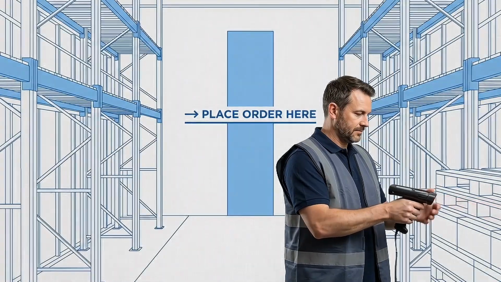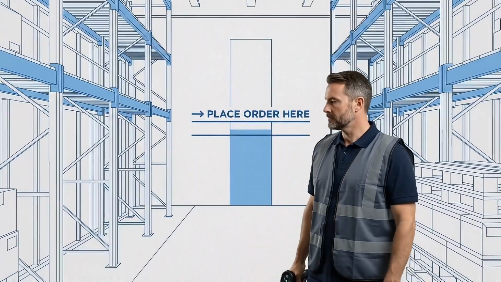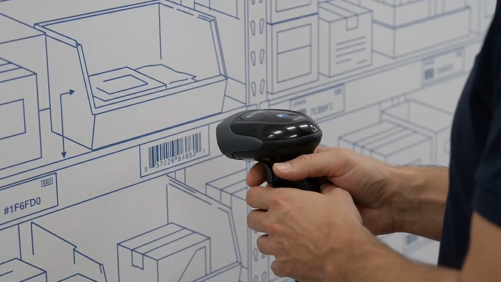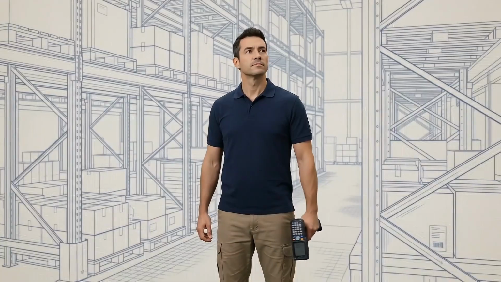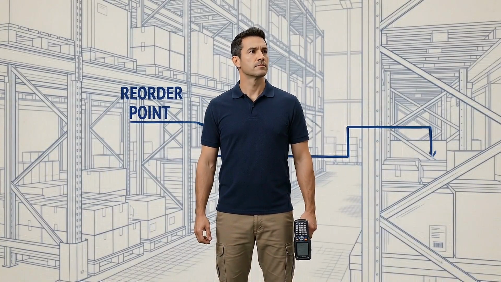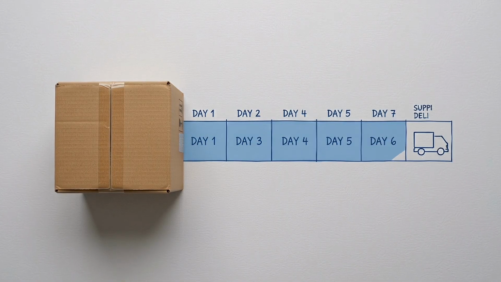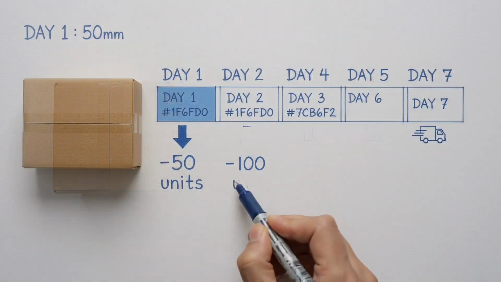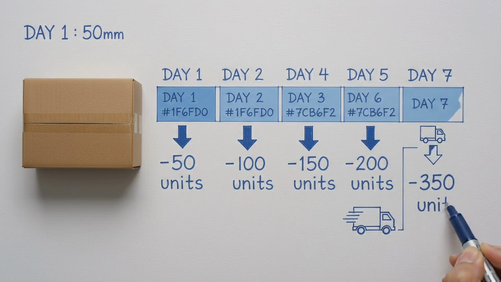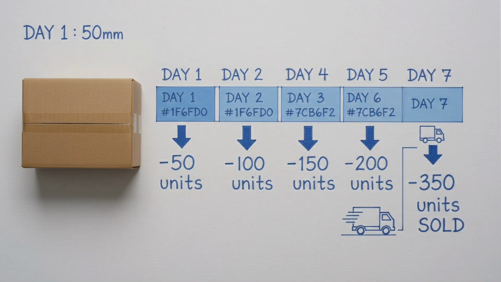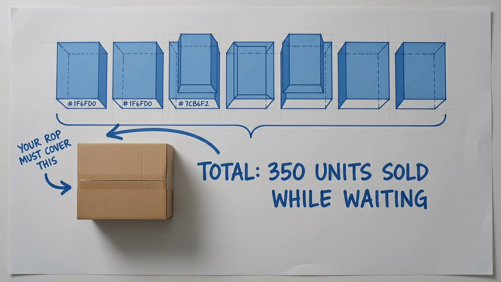A reorder point, or ROP, is the specific stock level at which you must place a new purchase order to avoid running out before your next replenishment arrives. It is not a suggestion, it is an action signal. Think of it this way: your supplier takes 7 days to deliver. If your warehouse sells 50 units per day, you burn through 350 units during that lead time alone. Your ROP has to account for every unit sold while you wait.